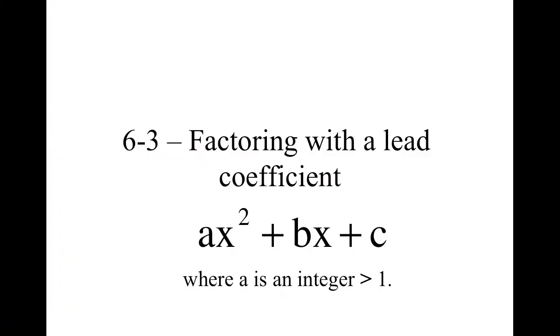Today we're going to look at factoring with a lead coefficient. This is 6-3 in your book. This is where we have a trinomial where the quadratic x squared has a coefficient greater than 1.